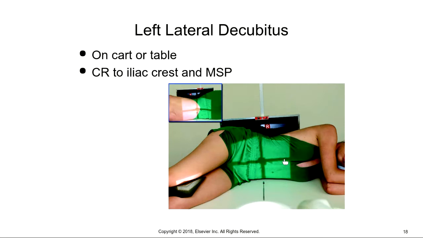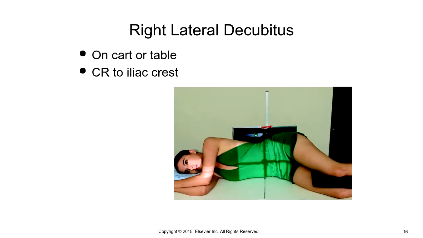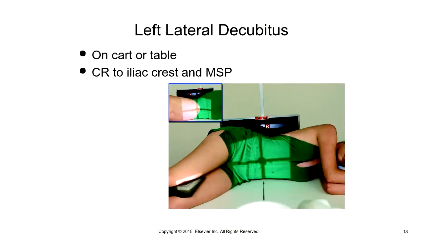And just like with most decubes, notice that we're marking side up. So on the left lateral decube, you use right marker. On the right lateral decube, you're using left marker. So decubitus is called by the side down, but marked by the side up. And the technique for this is the same as the right lateral decube, 90 kVp at 3.3 mAs.